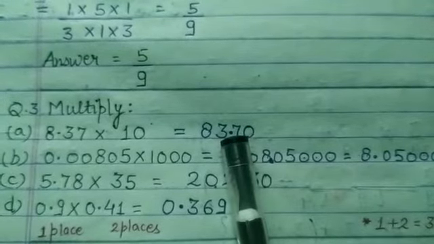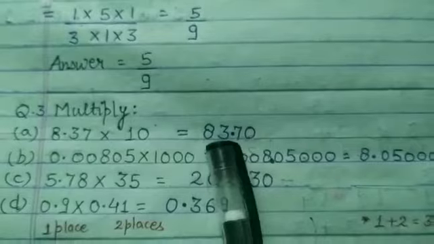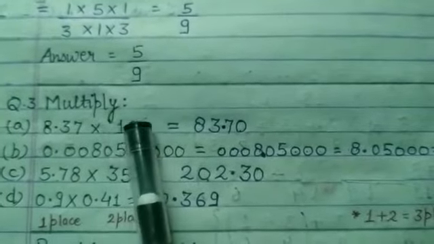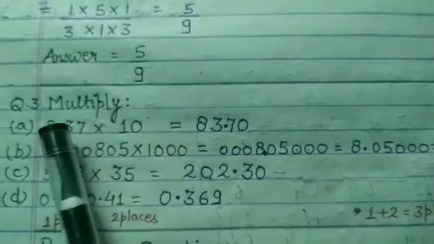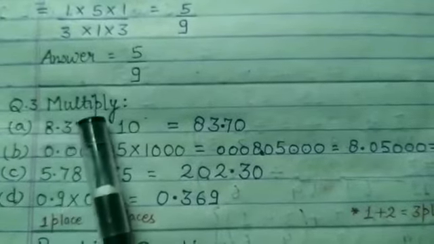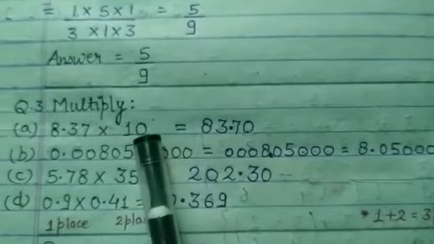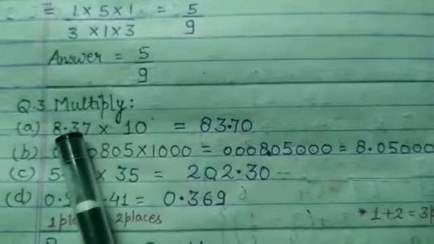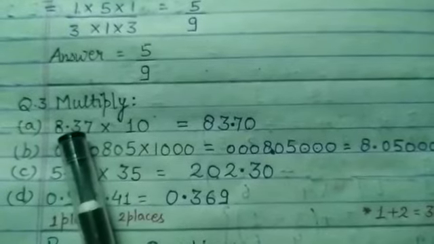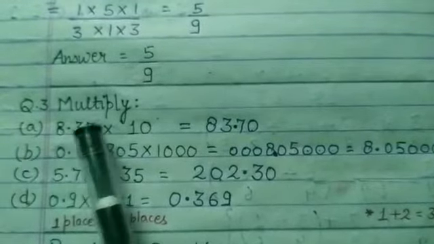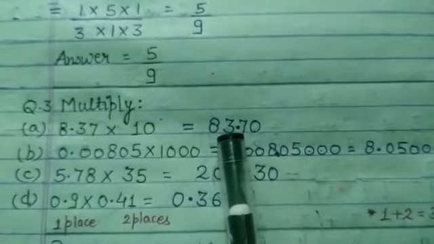You can also use a rule that when we are multiplying by 10, 100, 1000, then the decimal will be shifted towards the right side. If there is 1 zero, it is shifted one place towards the right side. See here 8.37, if it is shifted one place, then 83.70.